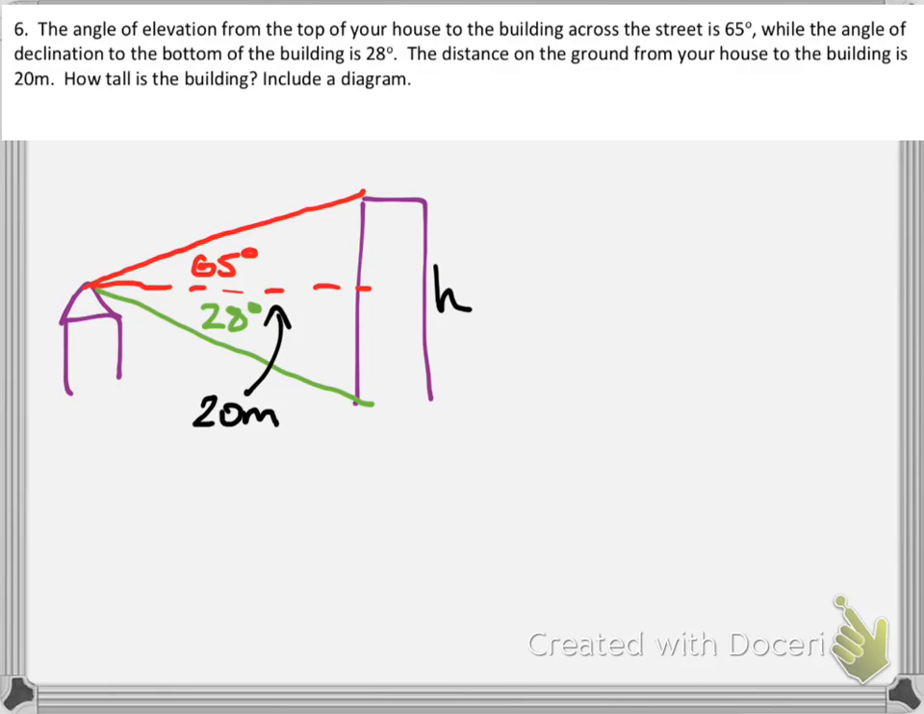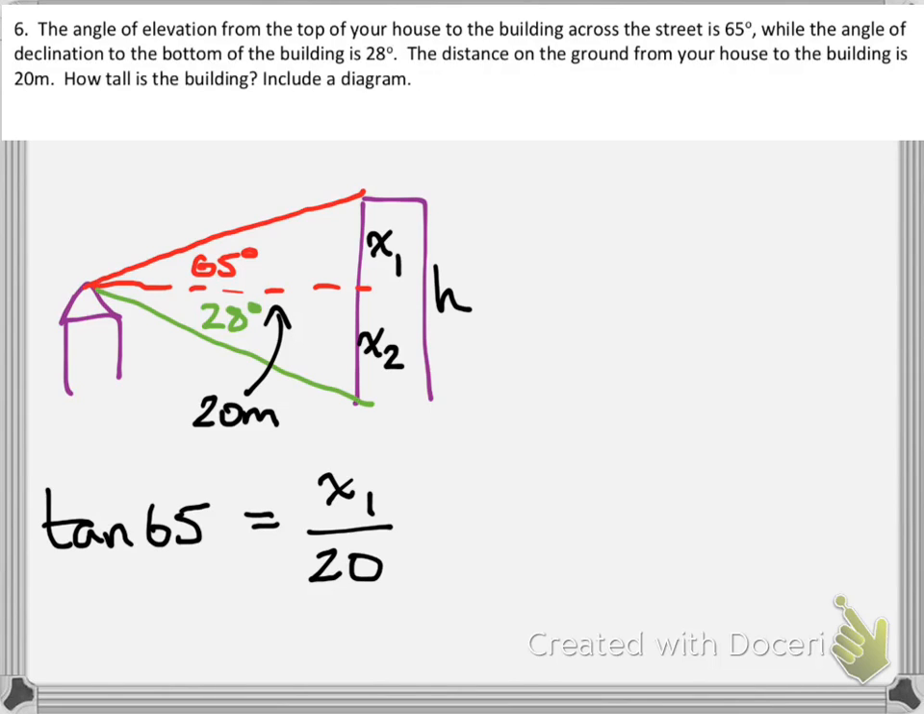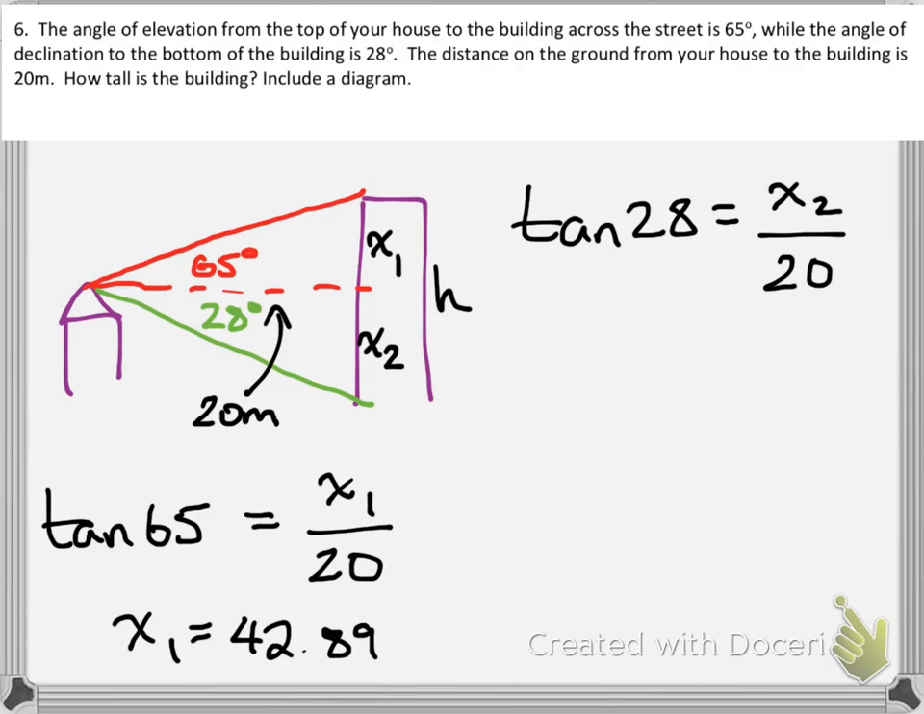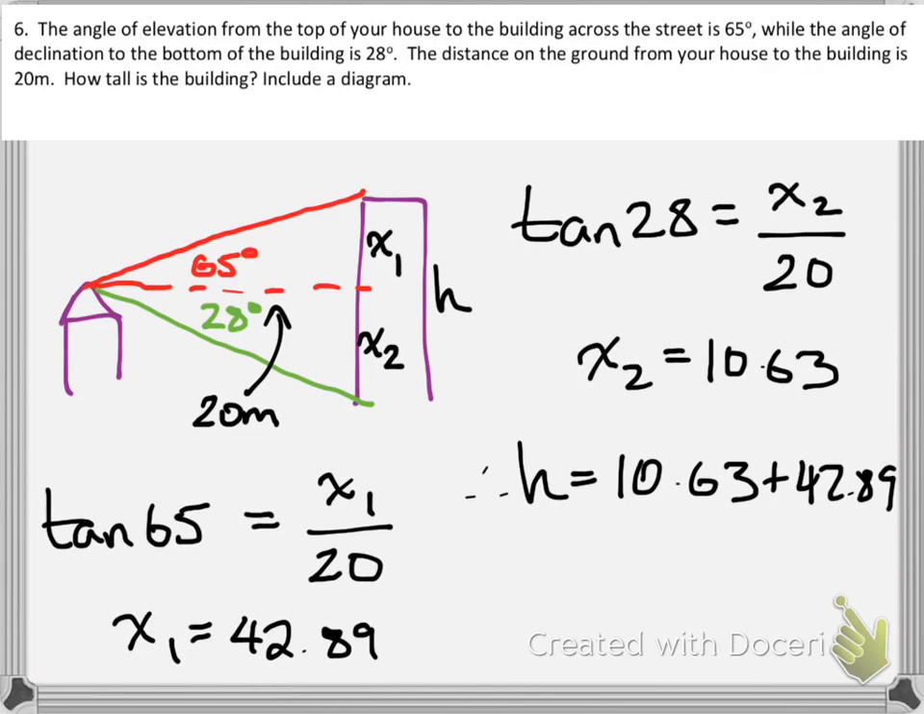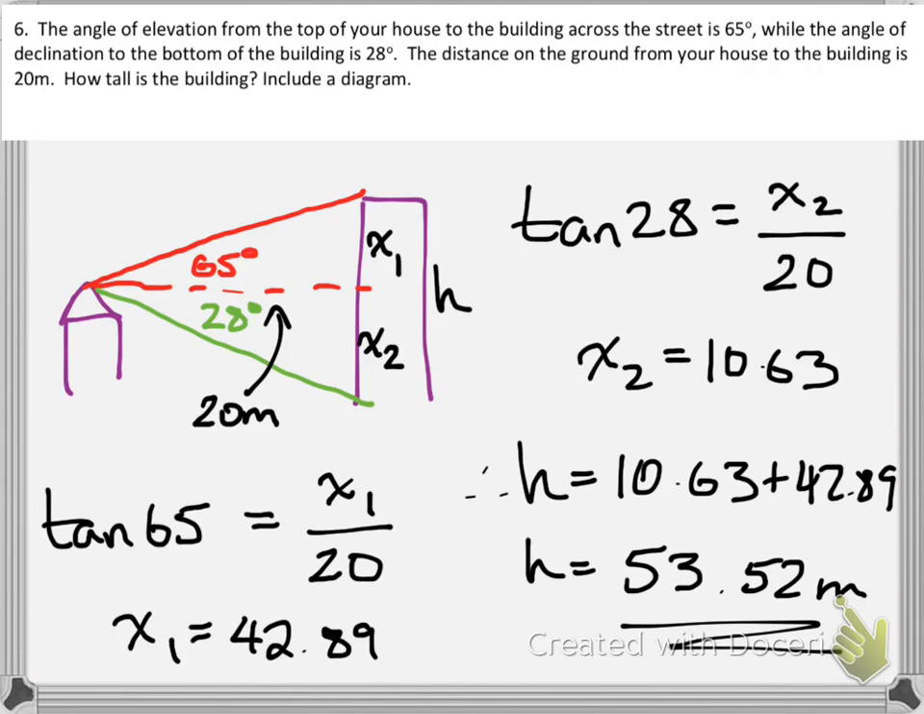Well, the main thing is we need to break that height into two separate parts: the part where we're going to use the top triangle and the part where we're going to use the bottom triangle. So tan 65 is opposite over adjacent, so x1 over 20. If you do the math, I'll leave you to check that x1 is 42.89 meters. And tan 28 is x2 over 20. Again, I'll let you check the math, but x2 should be 10.63. And now to get the total height, we just have to add those two heights together and end up with 53.52 meters.